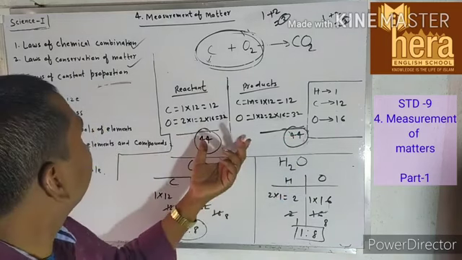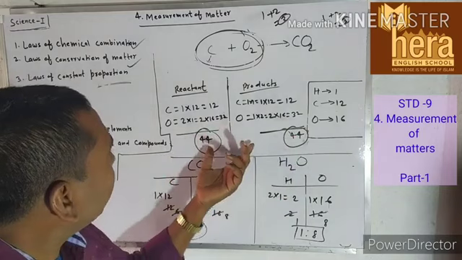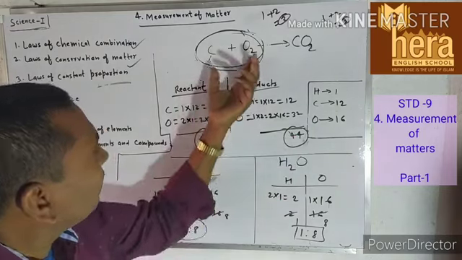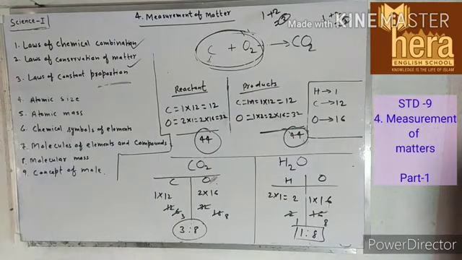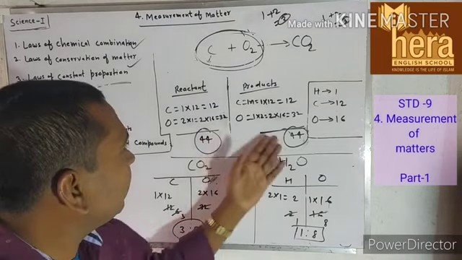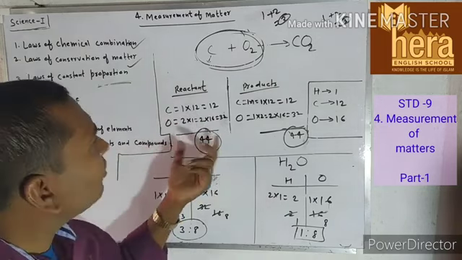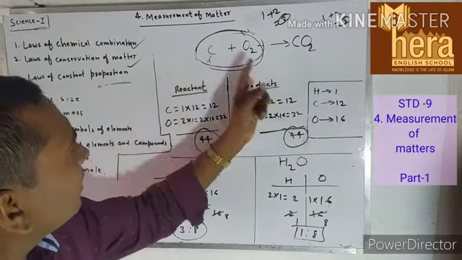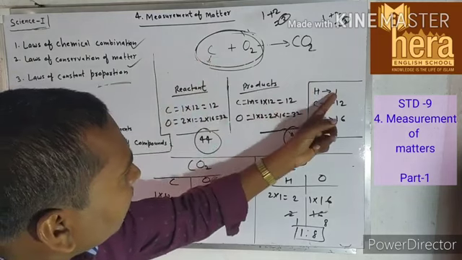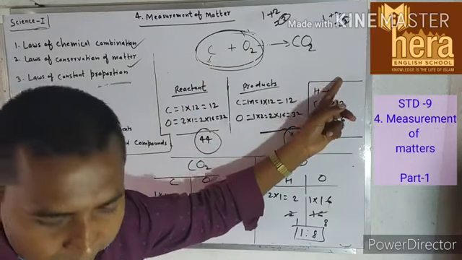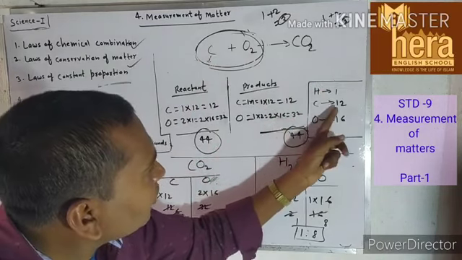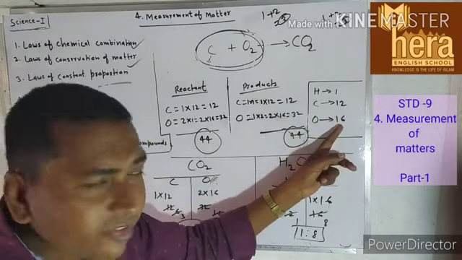So again, in a chemical reaction, the total weight of the reactants is the same as the total weight of the products. You can see here, if you want to find the total weight of the reactant, how will we find it? See, the atomic mass of carbon is 12 and the atomic mass of oxygen is 16, as given in your textbook.